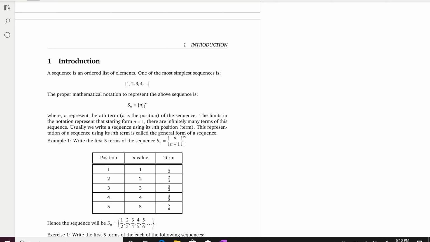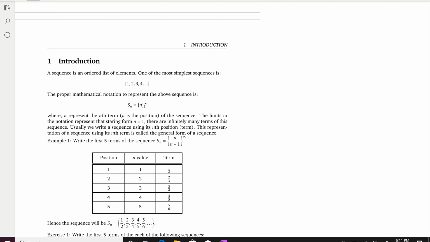Great. Now let's take a couple of videos and try to understand what a sequence is. The definition for a sequence is very simple. Basically, a sequence is an ordered list of elements, or you can think of it as an ordered list of numbers. Okay. Now let's try to write an example.